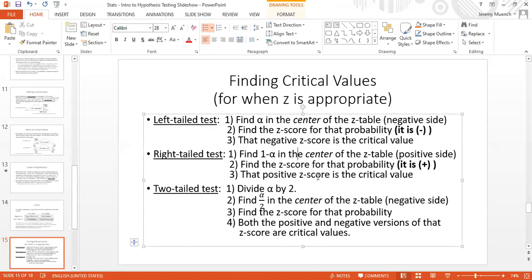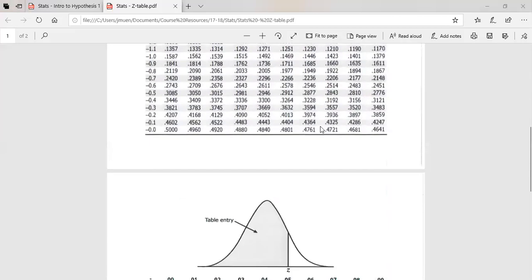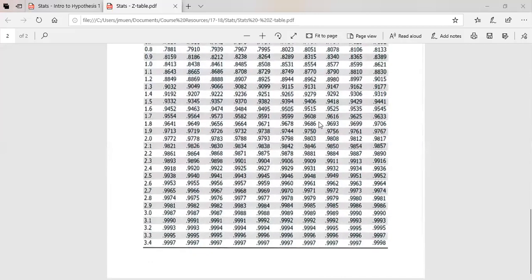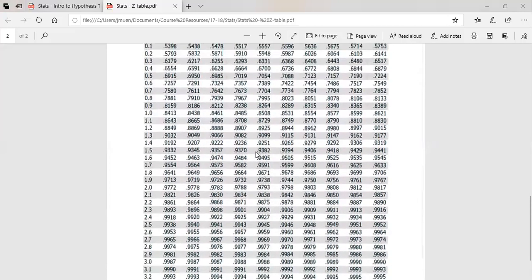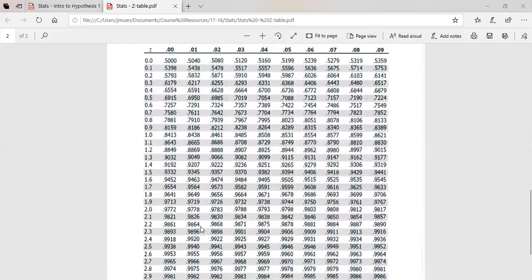So again, let's go back to that table. Let's say I've got an alpha of 0.01. So here that means we're going to be looking in the table for 1 minus 0.01, which is 0.9900. So that is right around here, right? This 0.9901 is about as close as we're going to get. So we might use a z-score of 2.33. So 2.33 is our critical value.